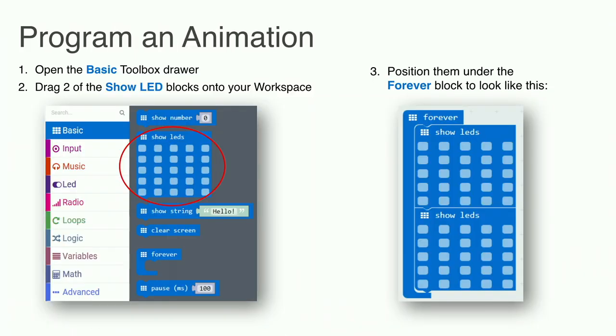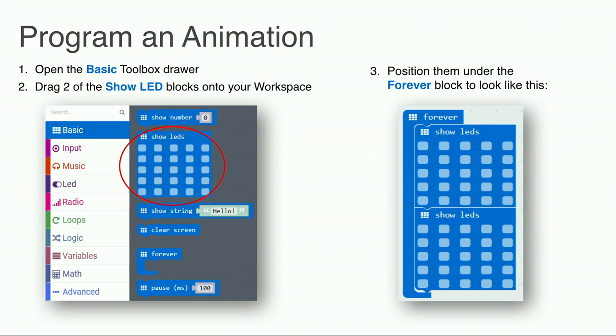So let's start with programming an animation. If you open the basic toolbox drawer, you can drag two of these show LED blocks onto your workspace, and then position them underneath the forever block to look just like that. You'll notice there's a few other things too. You can not just show LEDs, but there are also patterns. There are pre-built patterns, so you can make it look like a heart shape, and other kinds of things.